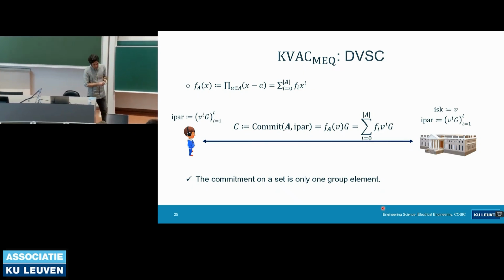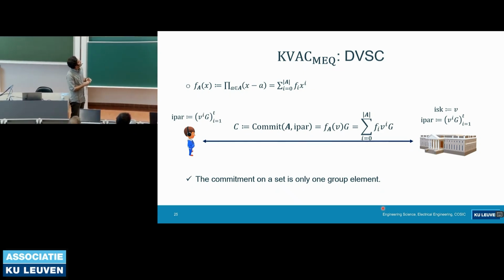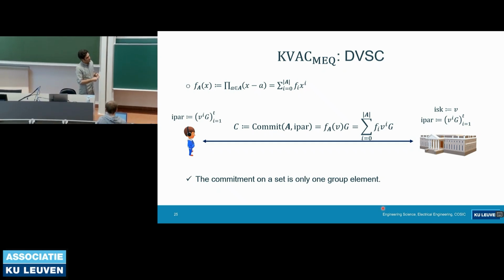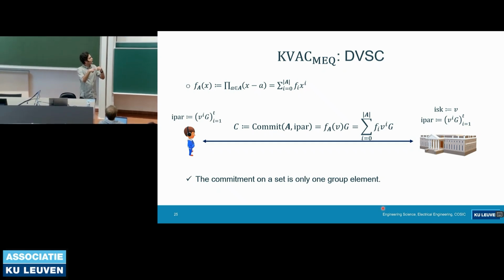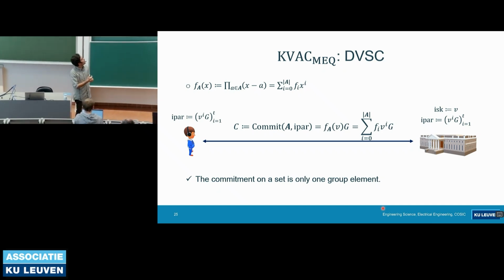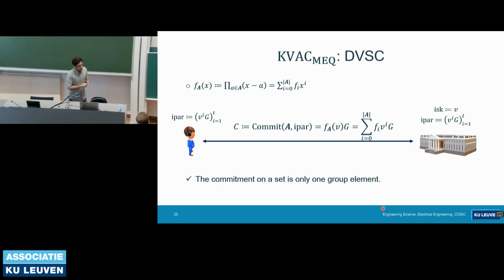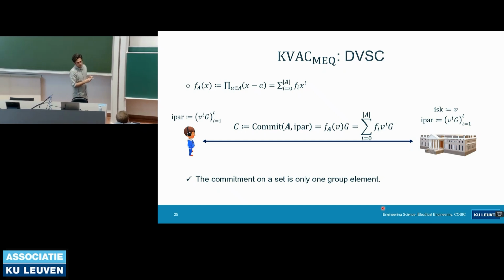DVSC, or designated verifier set commitment. For that, we first define a polynomial function f. We say that f of x for set A equals the product of all x minus a's, where a is a member of this set A. Whoever has this set A can easily find the coefficients for this polynomial, which is the summation of fi xi for i equals 0 to the size of A. It's the core thing that we use in our DVSC.